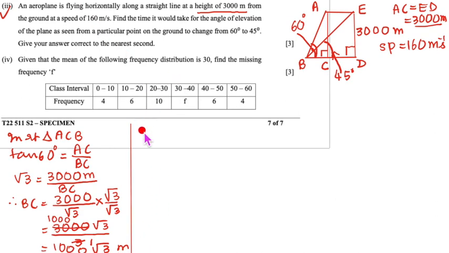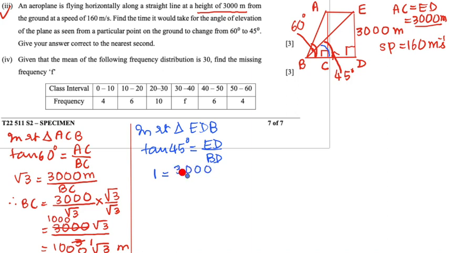Okay, now we will come to the second triangle. The second triangle is EDB, this one. So we will say in right triangle EDB, for this, we will use this angle over here, which is 45 degrees. So tan of 45 degrees will be opposite upon adjacent, ED upon BD. So 1 is equal to ED, which is 3000 meters, upon BD. So we'll say therefore BD is equal to 3000 meters.